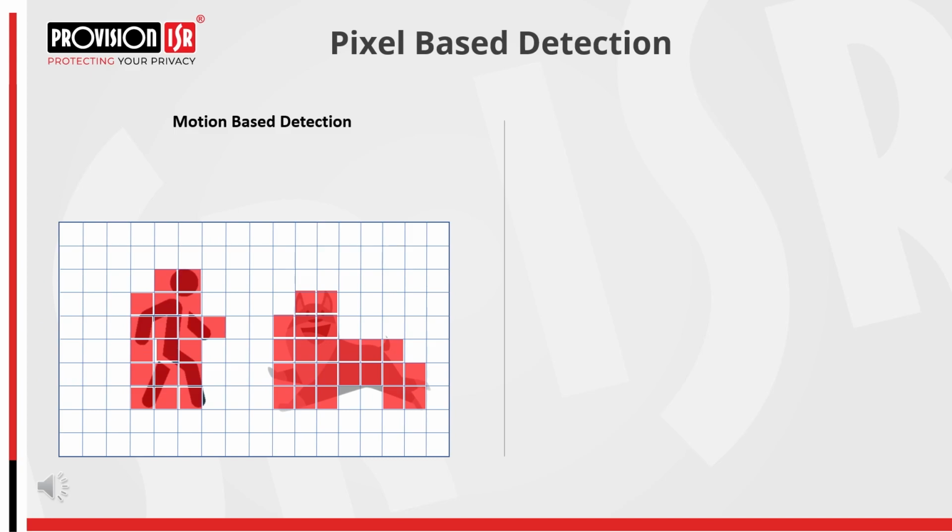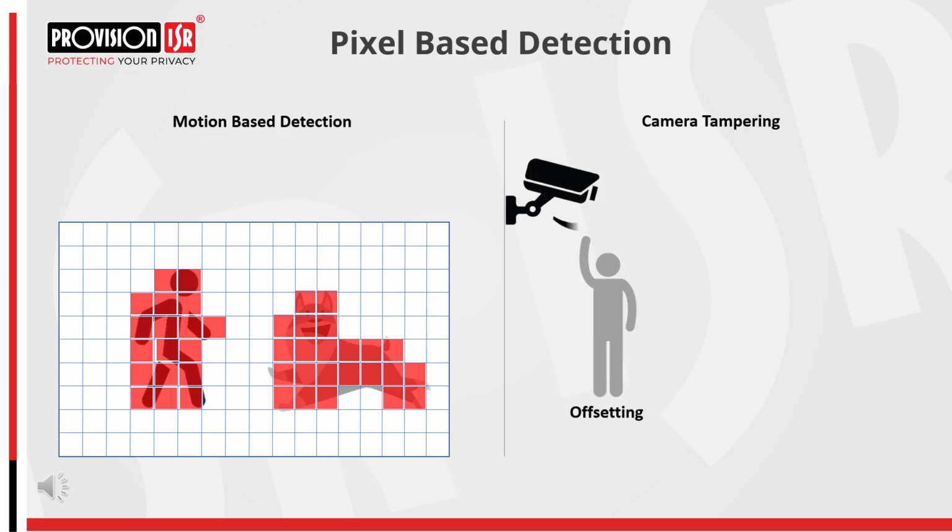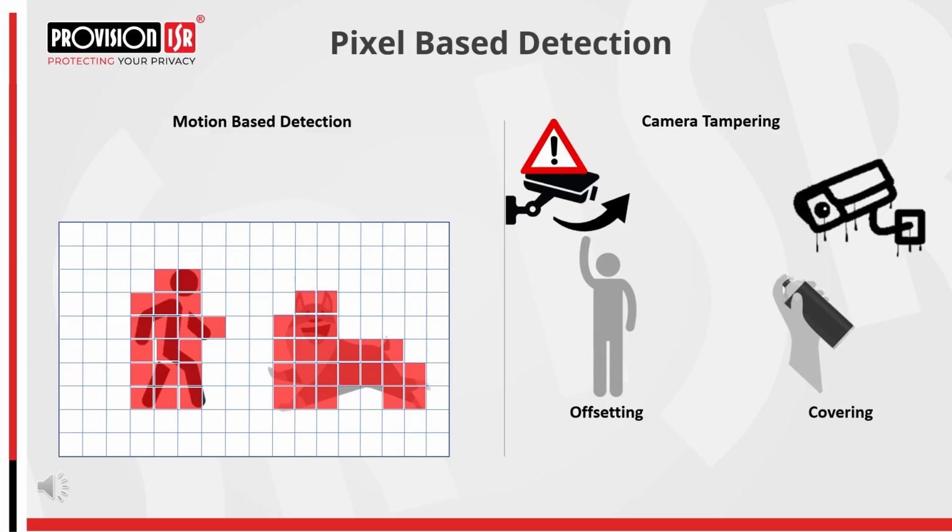This mechanism forms the basis for tamper detection, alerting the user if the camera is moved, misaligned, or deliberately covered to obstruct its field of view.